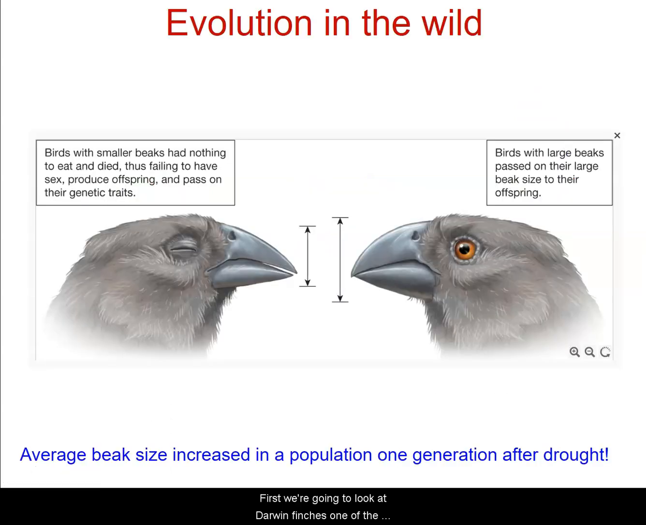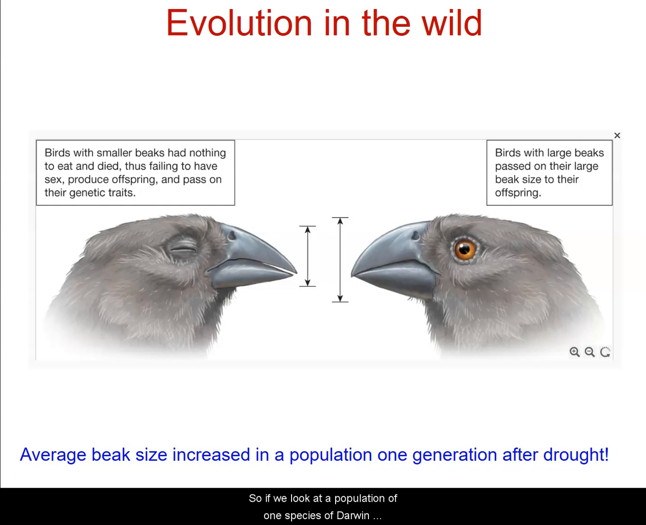So first we're going to look at Darwin's finches, one of the most well-studied groups of birds in the world, pretty much. They exist only on the Galapagos, and they were key to a lot of Darwin's thoughts in terms of natural selection. Looking at these birds, which have been well studied ever since the time of Darwin, any slight environmental change can have an effect on the overall population.